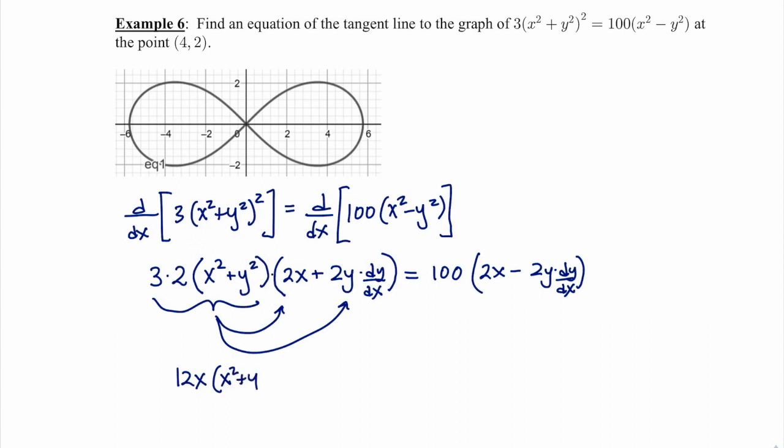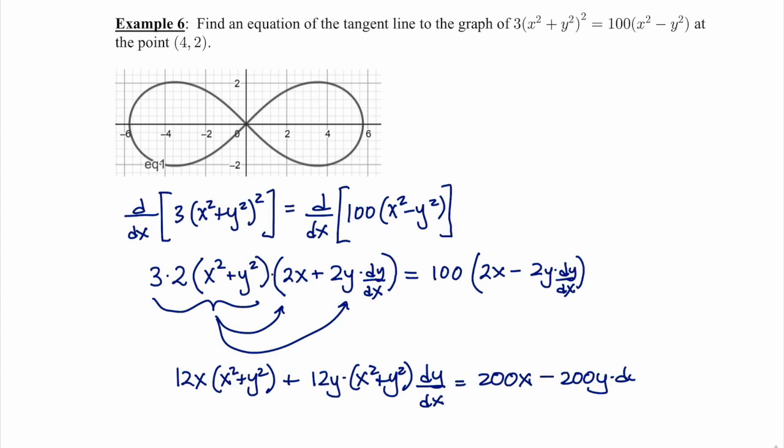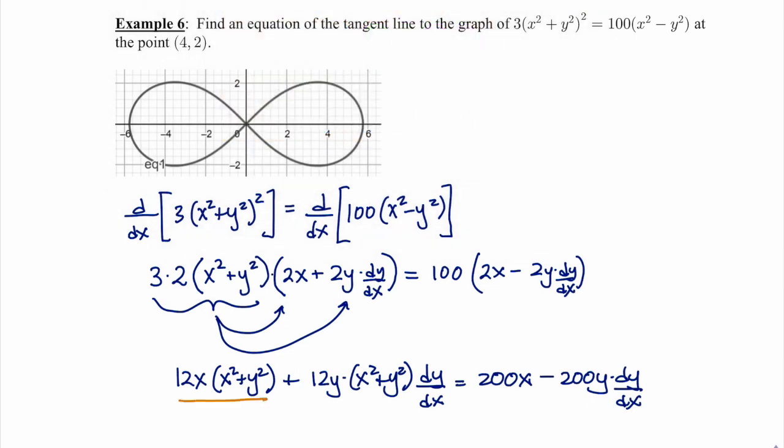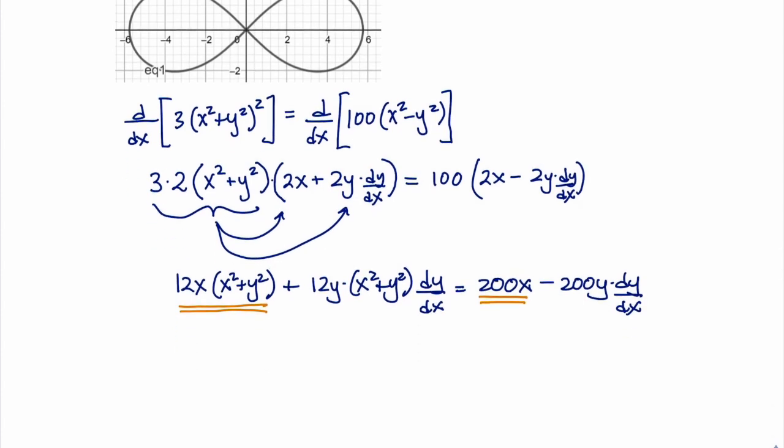times x squared plus y squared plus 12y times x squared plus y squared times dy/dx. And on the other side, I will have 200x minus 200y times dy/dx. And now that everything is distributed, I want to make sure that I move terms around. This term does not have a dy/dx, nor does this 200x. So those two I want together on one side, and then the two terms that have dy/dx I want together on the other side.